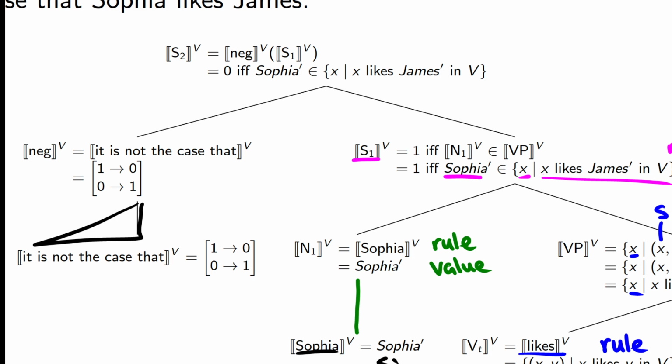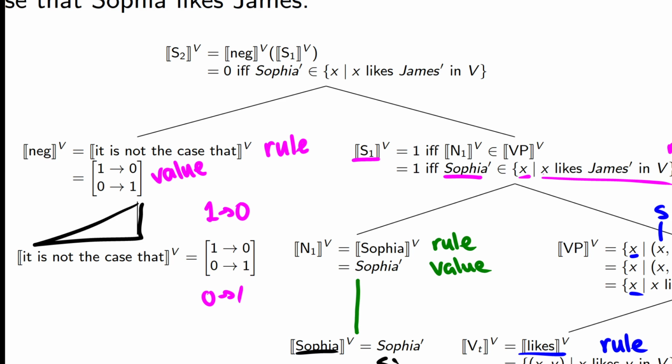This is a function, truth value. So it takes 1s to 0s, and it takes 0s to 1s. That is what this one does. So we write that in matrix form. That's how we do all of our connectives. Going up to the negation, it only has one daughter. It is not the case that. So the rule is that it takes the value of the daughter, which, there we go, is the same matrix.